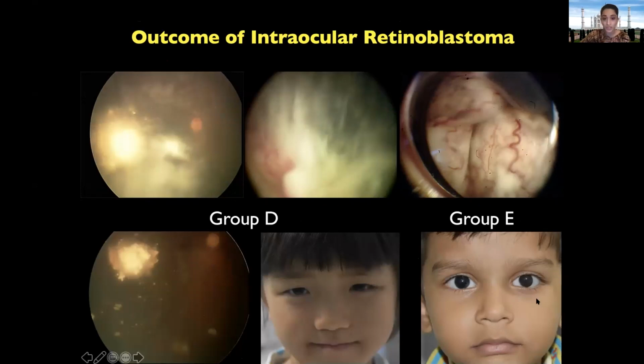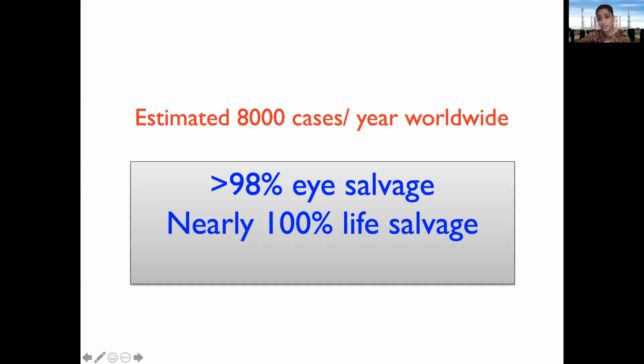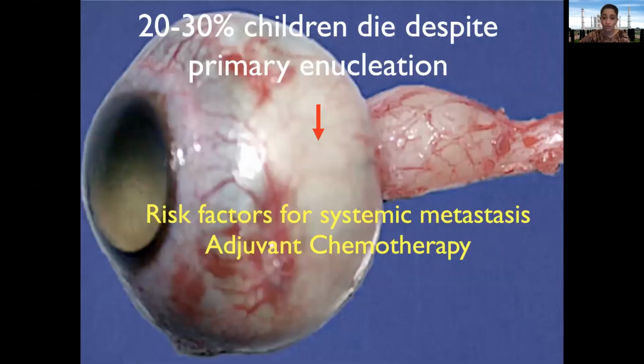So with the introduction of systemic chemotherapy, we all know that there is nearly 100% life salvage if it is detected early, and almost more than 98% eye salvage depending upon the group and the stage of the disease. So why is it so important? Why was it so important to find various other modalities in order to save these children?